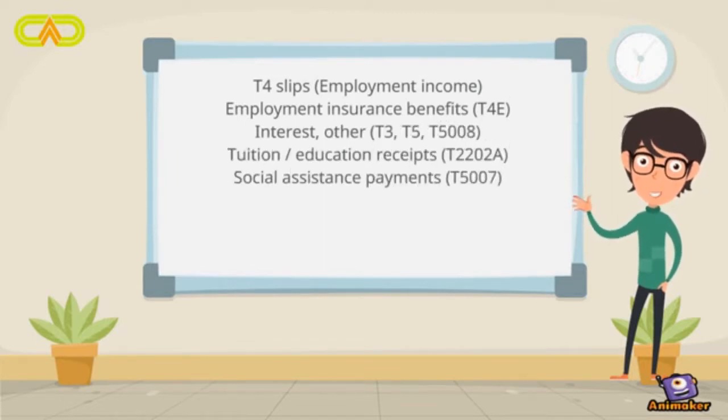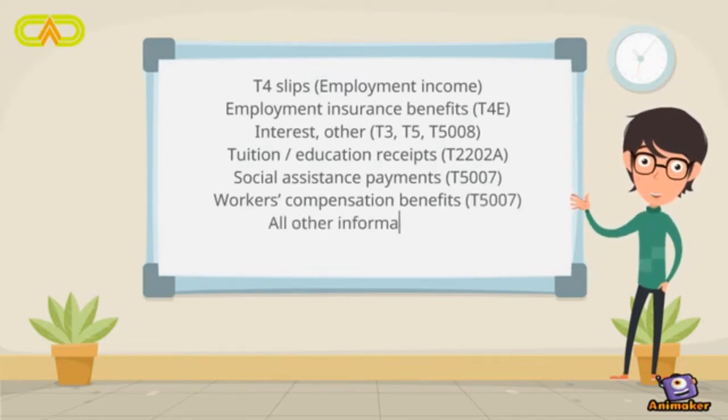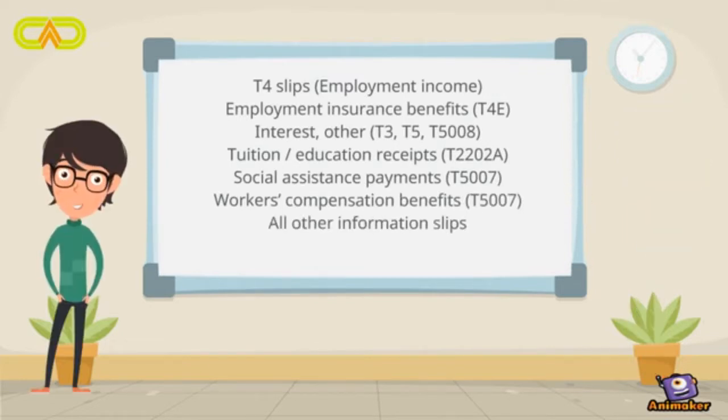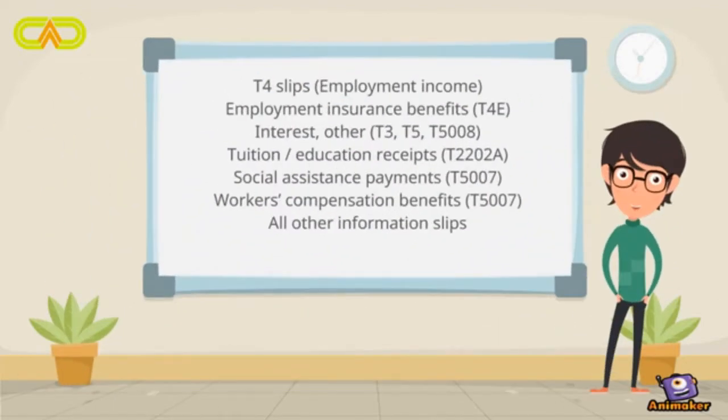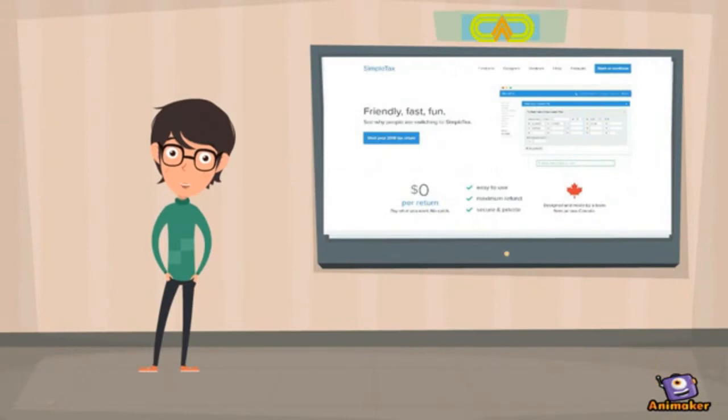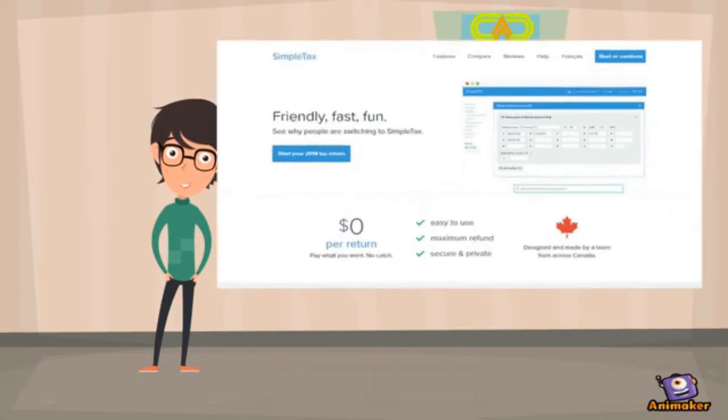If you got EI last tax year, make sure you get that slip. T3 and T5 slips, which you usually get from your financial institution, make sure you get those. If you earned any dividend or interest, even from your savings account, mutual funds, or bonds, make sure you get it. If you're in school, make sure you get the T2202A from your school. If you got social assistance or workers' compensation last year, make sure you get your T5007. So as we have all our slips, let's start your first ever self tax filing.